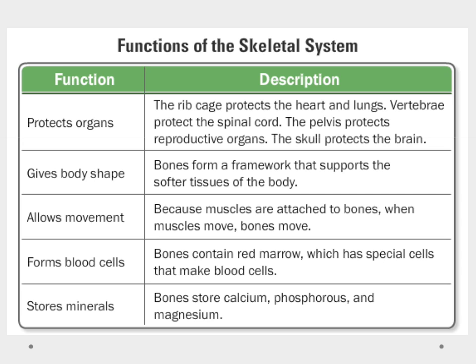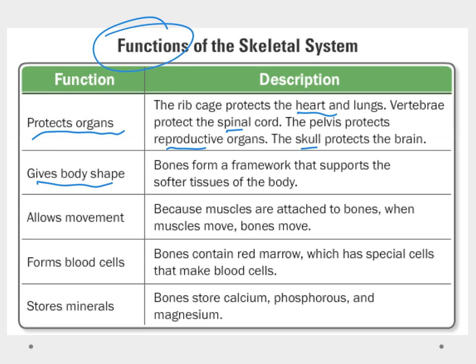Okay, so let's focus again a little bit more on the functions of the skeletal system. First and foremost, it protects the organs. As we mentioned, the rib cage protects the heart and the lungs, the vertebrae protect the spinal cord, the pelvis protects the reproductive organs, and the skull is going to protect the brain. These are bones that wrap around that structure and provide protection.